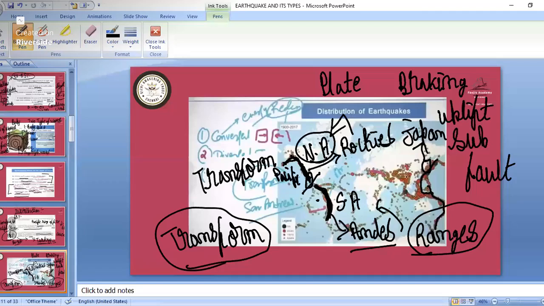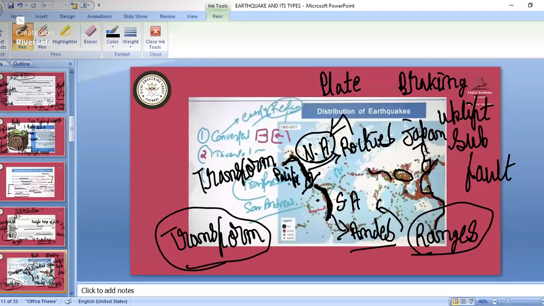Then in this area, if you see here, we have our Himalayan mountain. So here also we are feeling earthquakes in the Nepal area and some parts of Bihar and UP. Then in the Eurasian part, here in the Asia part and here in the Europe part, we have the various mountains. So in these areas, we are feeling these earthquakes. So these are the distribution of earthquakes around the world.